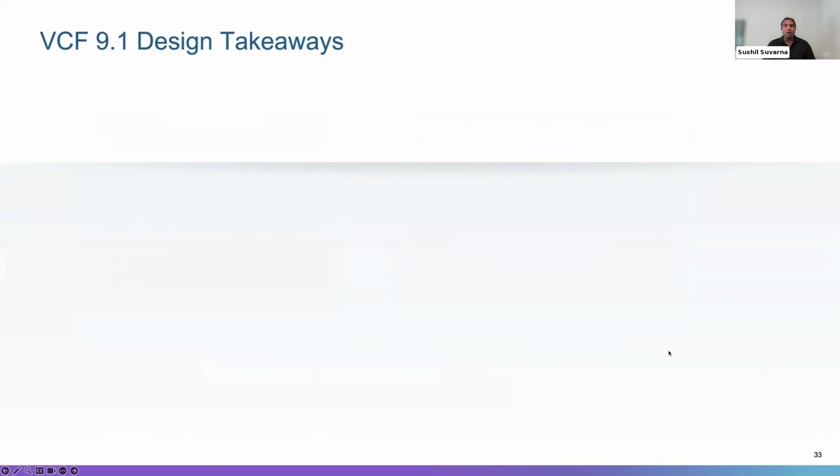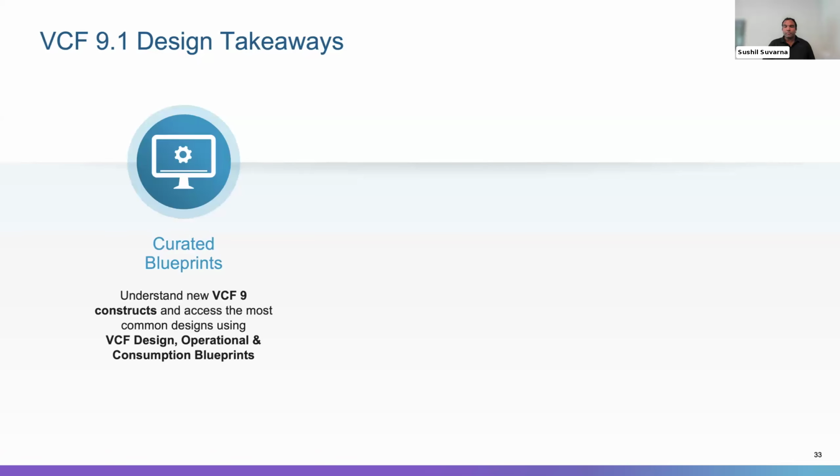All right, so now let's take a look at the key takeaways of the entire session that we just had. The very first thing that we spoke about is that there are new design elements that were introduced in VCF 9. They continue on with VCF 9.1, and we have a set of curated blueprints that help you not just with your day zero deployment of your infrastructure, but also give you guidance and design recommendations for operational and consumption use cases that you have. And the entire set of blueprints are available as part of the VCF documentation.